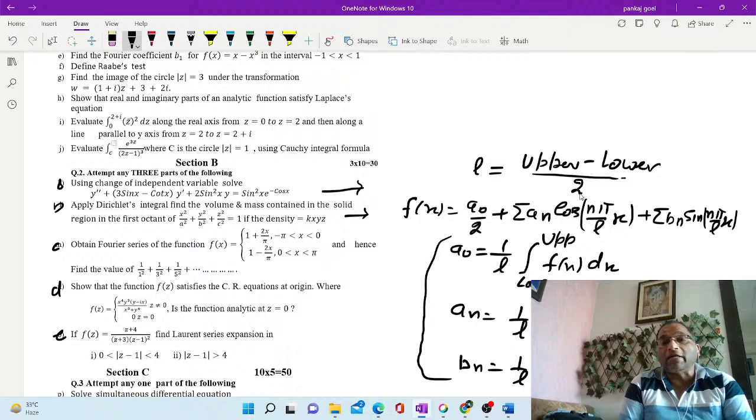And in case of Fourier sine cosine, we will always take the upper limit, right? The next question we can pick this one. The f(z) C-R equation at origin satisfied, but f(z) is not analytic.